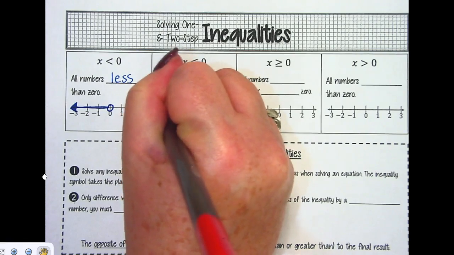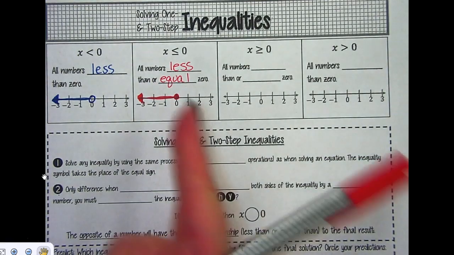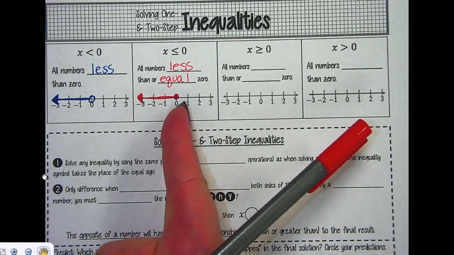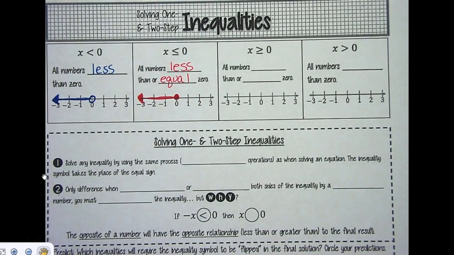So, do you see the difference in the way you graph the two? If it's equal to, you have to close the dot. If it's just less than or greater than, it's an open dot. That matters when you graph. You've got to pay attention to that.